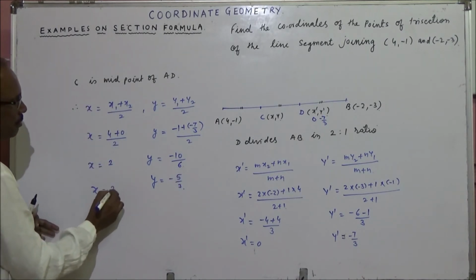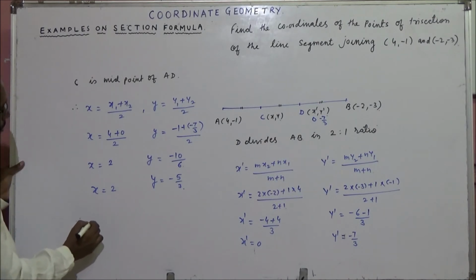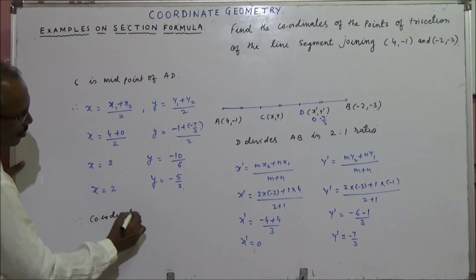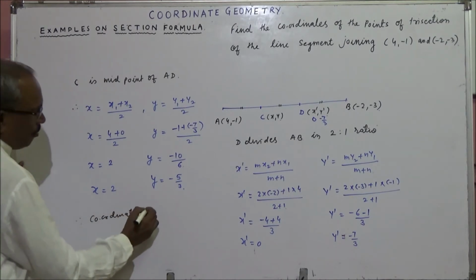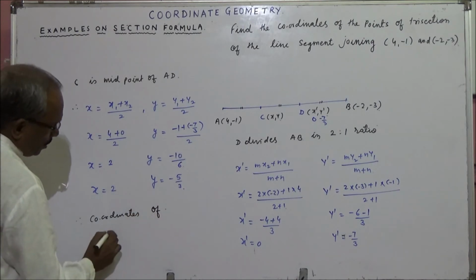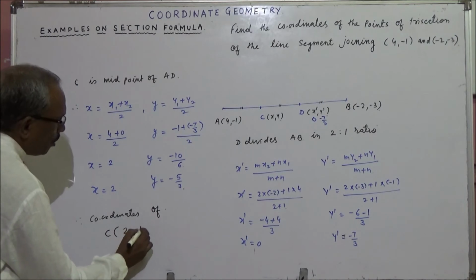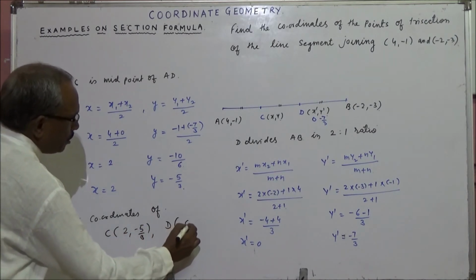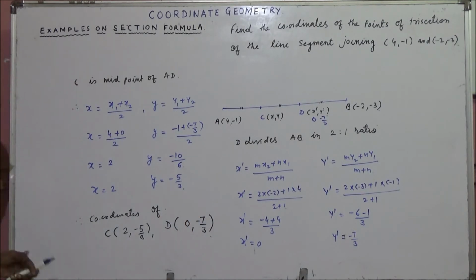So x is equal to 2. So therefore what are the coordinates of C? (2, -5/3) and D is (0, -7/3).